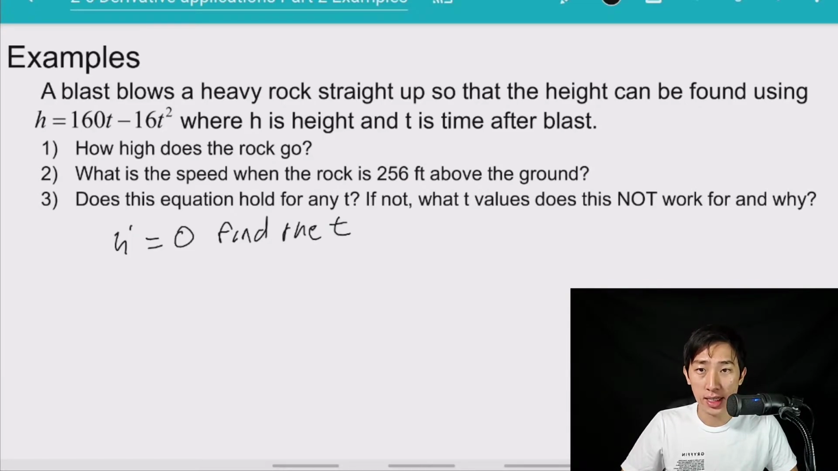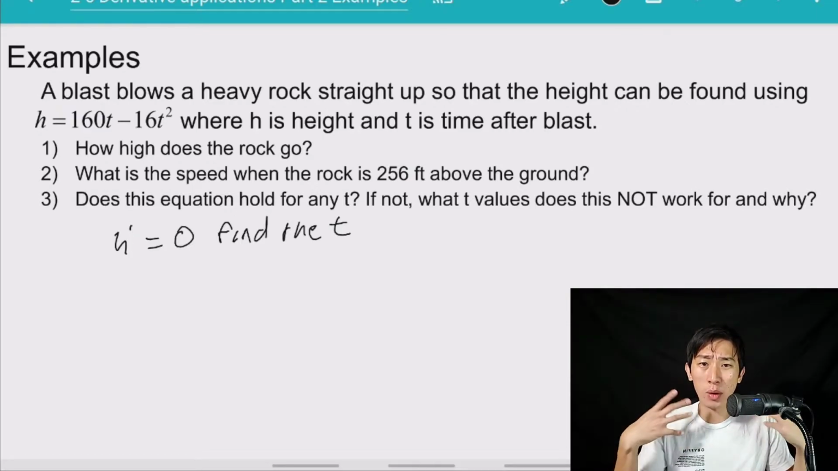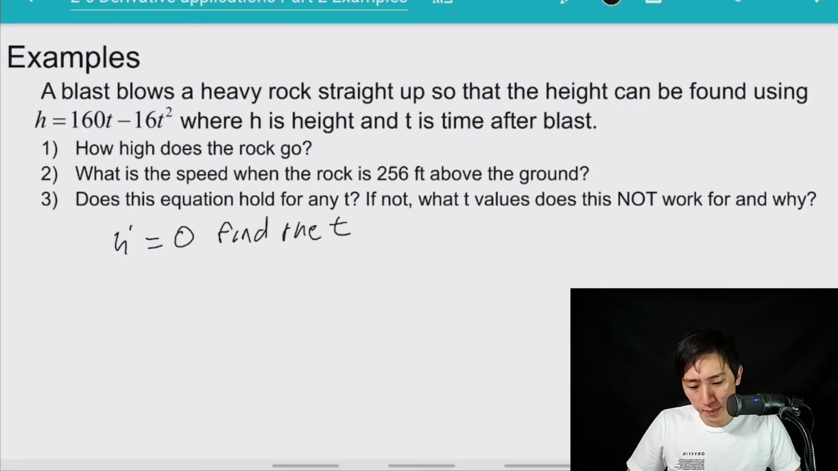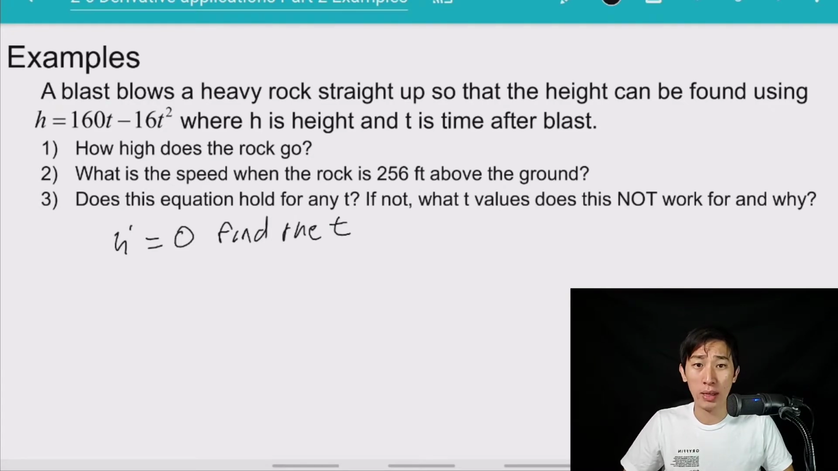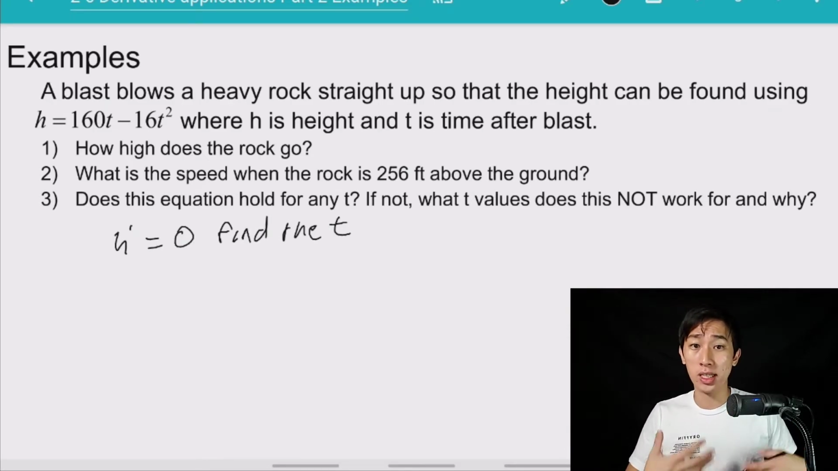And finally, does this equation hold for any t? If not, what value does this not work for and why? Basically what you're trying to do here is think, okay, where would this break? Now, t is time after blast. So this is telling you that the height is changing in a parabolic motion, and that doesn't make any sense before the blast. The rock isn't magically moving. The blast is what kicks it off. So it doesn't make any sense to say that t can be negative. So that's why we're going to say t is positive.